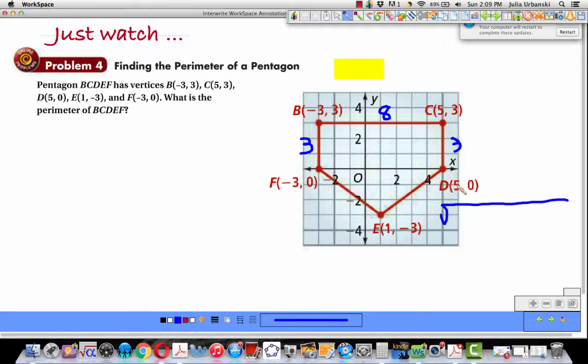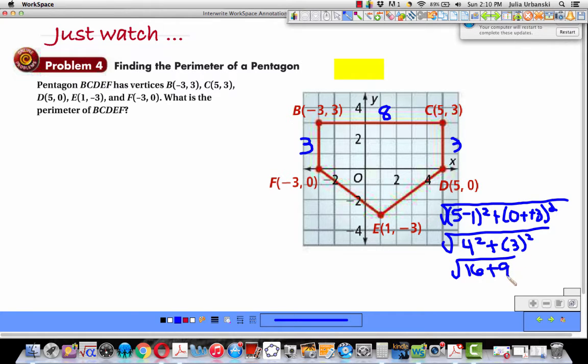That one will be 5 minus 1 squared plus 0 minus negative 3, and then of course it's squared. That's the square root of 4 squared plus, it comes out to be 3 when you have 0 minus a negative. That's the square root of 16 plus 9. That's the square root of 25, which equals 5. So this length is 5.